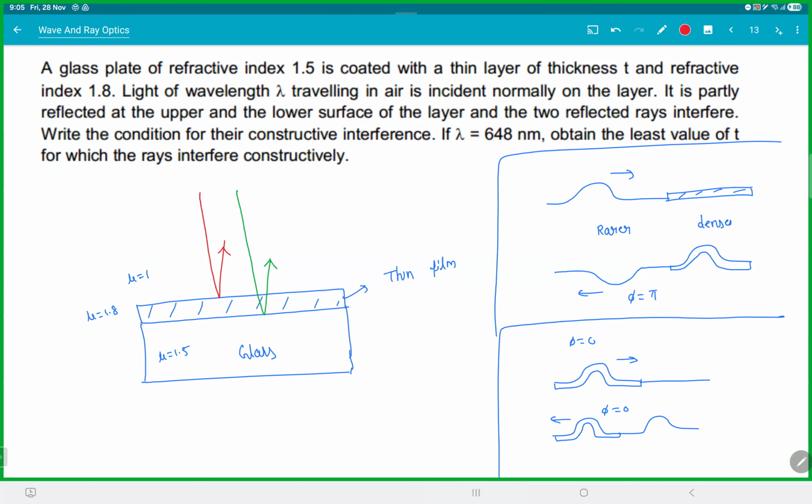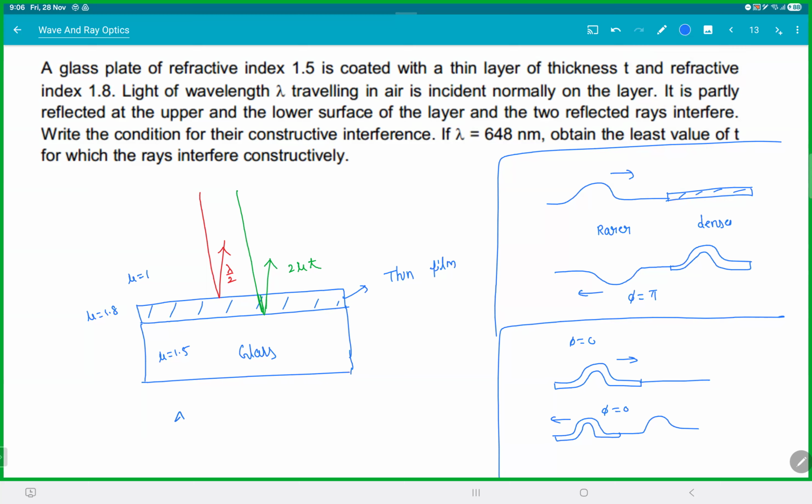So for the red one, you're going from air to a glass slab. So it's going from rarer to denser. So this one will have an extra path difference of lambda by 2. The green one is going from 1.8 to 1.5, that is denser to rarer. So there'll be no phase shift. But you're traveling inside a glass slab, so you will have an extra path difference of 2 mu t. When you travel through a medium, it feels like you have traveled more distance.